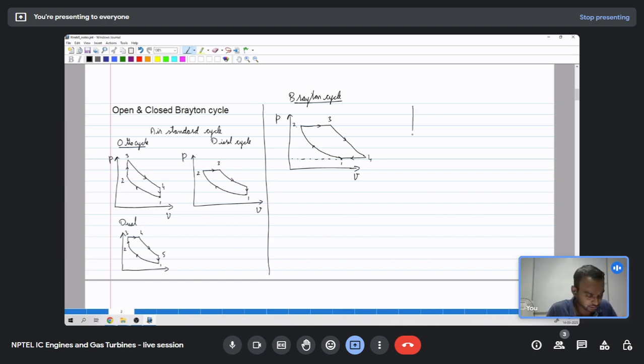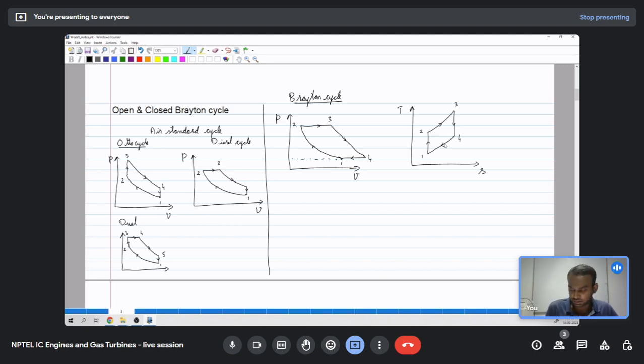and if we draw the same thing in a T-S diagram, we have this isentropic compression represented by a vertical straight line, because entropy S is constant there, and then we have heat added at constant pressure, which is represented by a curve like this, and then expansion occurs at constant entropy, and then the heat rejection happens at constant pressure. So this is the air standard cycle for Brayton.